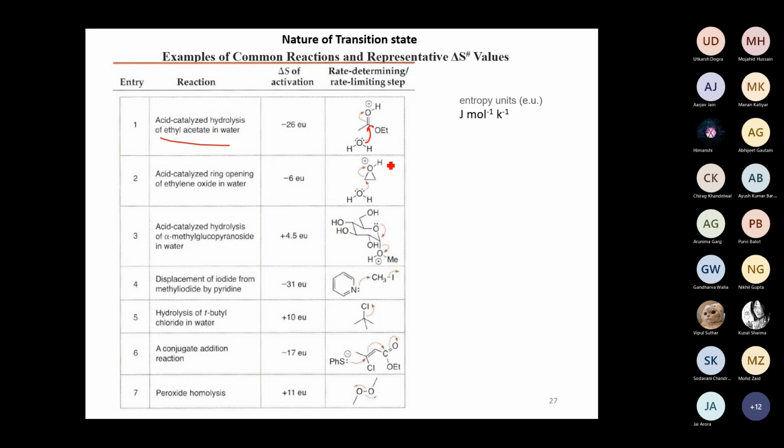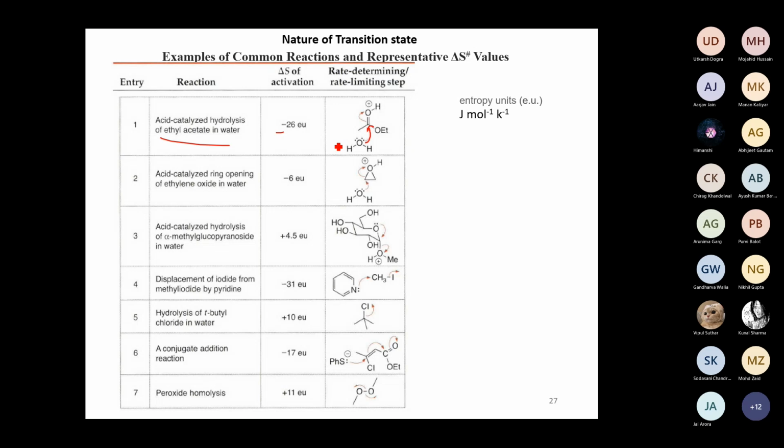So what is happening? What will be the value or sign of del S? Here you can see in the beginning water is separate, this is separate, but in the transition state two molecules are coming close to each other and decreasing the entropy. So its value will be negative.